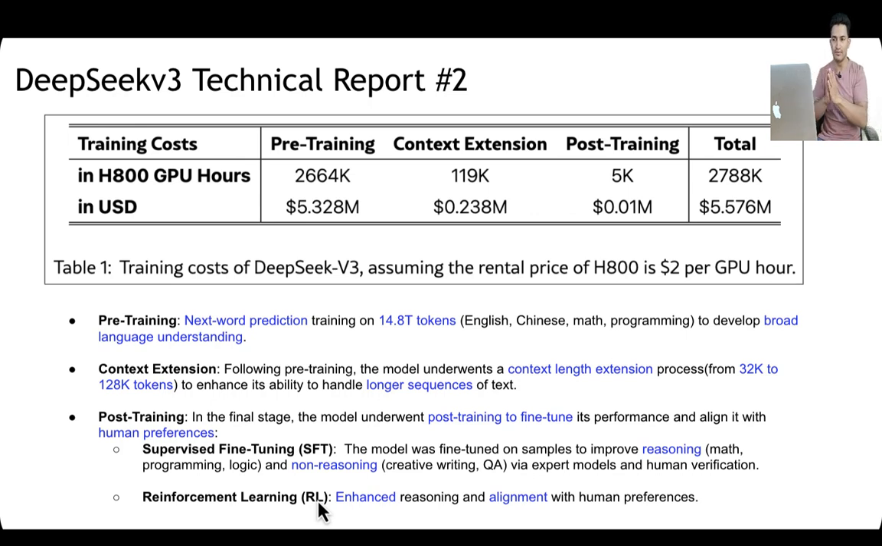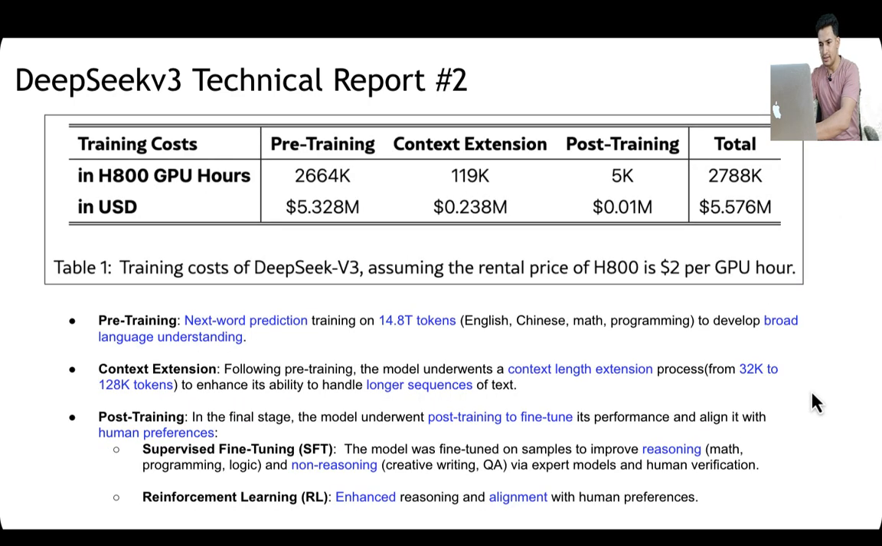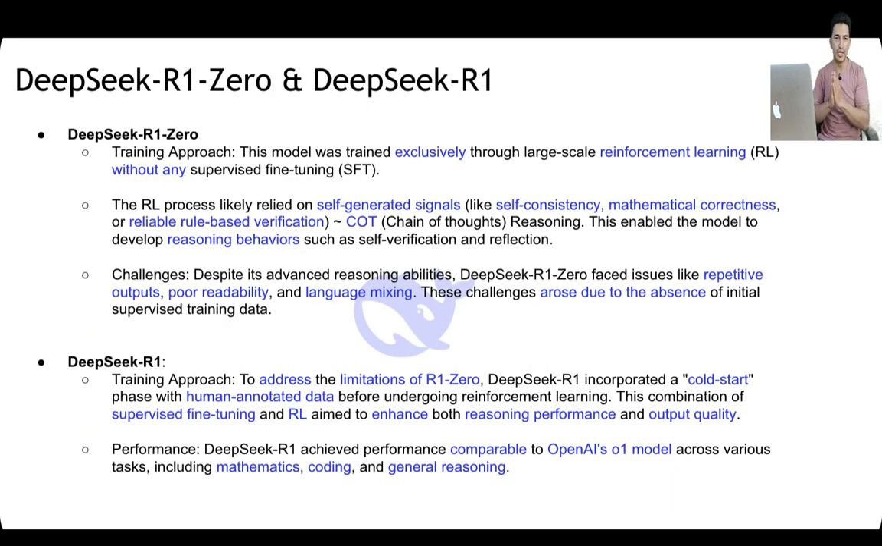So this is the DeepSeek V3 architecture. It uses mixture of experts, multi-head latent attention, and is trained on huge diverse tokens, and it takes about this many hours to train. R1 and R1 Zero are trained on top of the DeepSeek V3 architecture. Now let's talk about DeepSeek R1 Zero and R1, the models which are trained on top of DeepSeek V3.